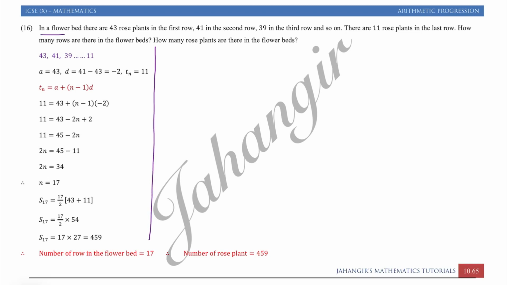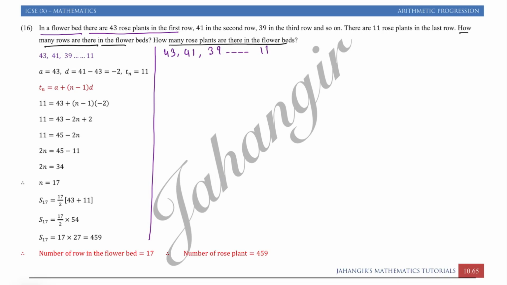Question number 16. In a flower bed, there are 43 rose plants in the first row, 41 in the second, 39 in the third row, and so on. There are 11 rose plants in the last row. Here we know that there are 11 rose plants in the last row. So what we have to find is how many rose plants are there in the flower bed.